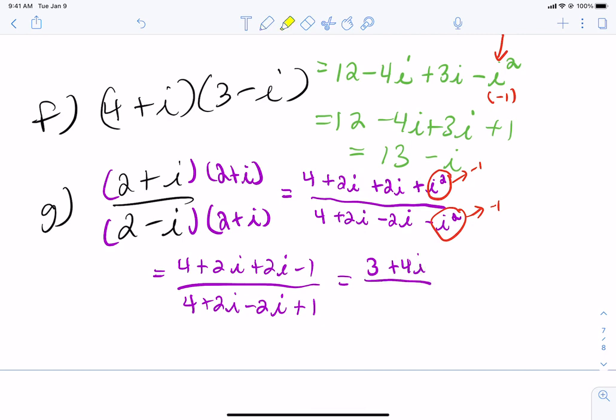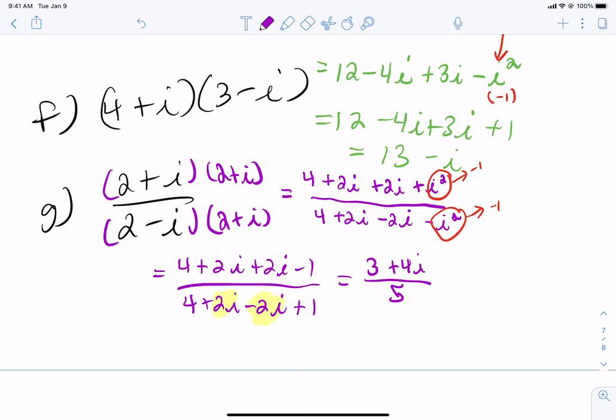On the bottom, look what happens. Now, this is the beauty of why a conjugate is used. A conjugate is used because we do not want i's to be left in the denominator. So this negative 2i and positive 2i cancel each other out. So we're just left with a 5. And that's what we wanted to happen, to make sure that it became a correct complex number.